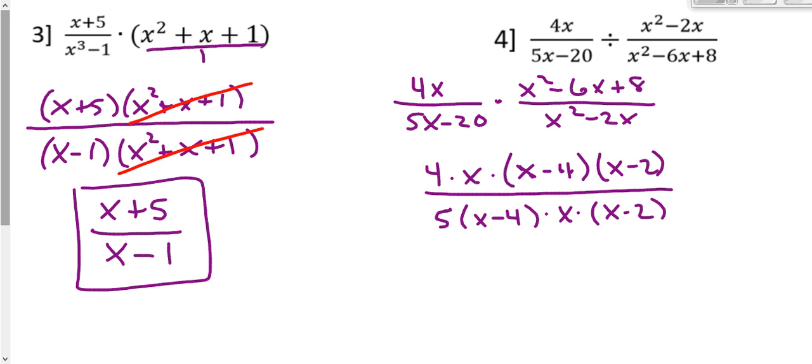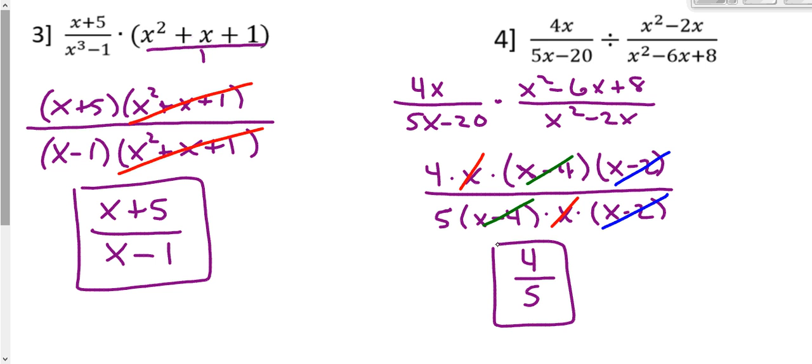So let's see what cancels from the top and the bottom. We have an x on the top and the bottom that we can cancel or divide out, as your book likes to say. A lot of times we're not officially supposed to say the word cancel. We just do that casually. Divide out an x minus 4 and an x minus 2. So all we have left is 4/5.